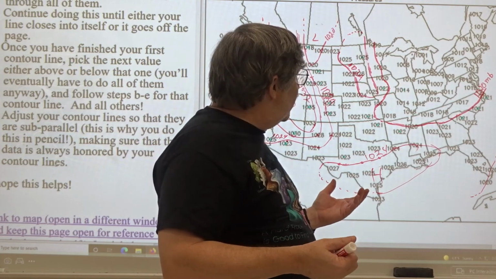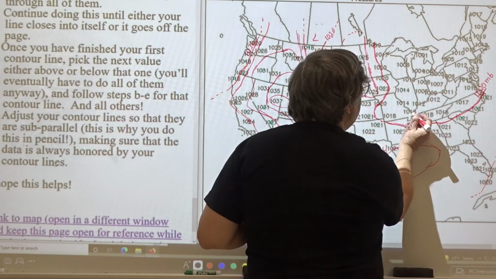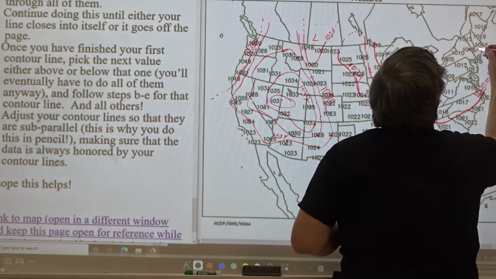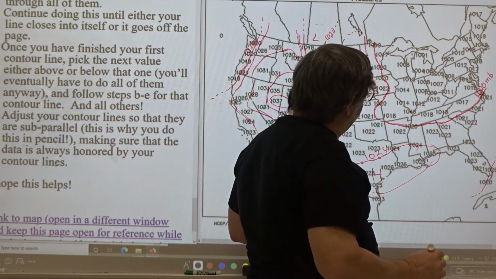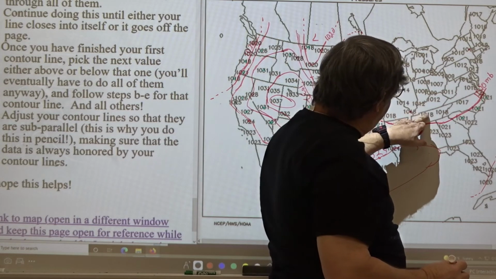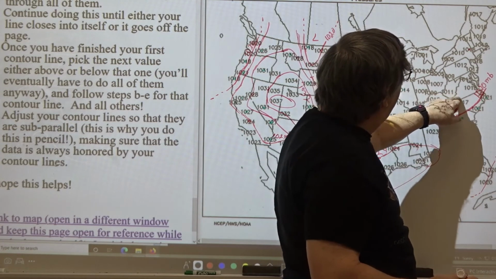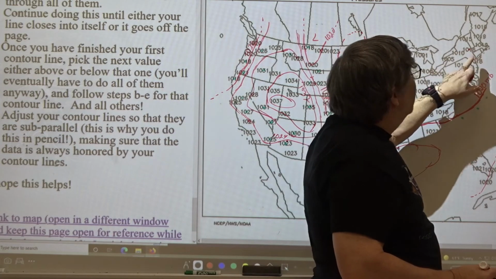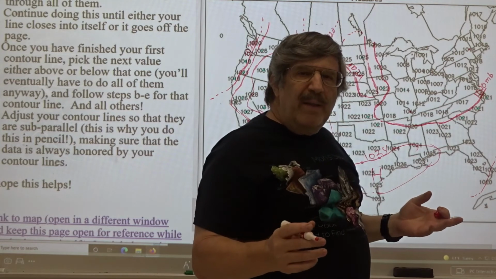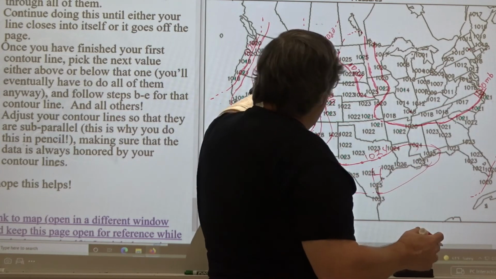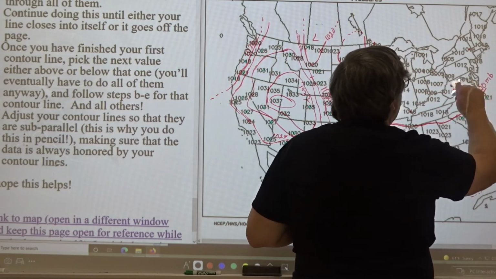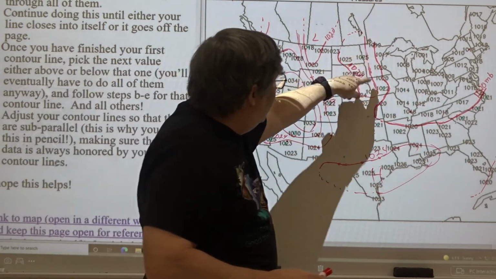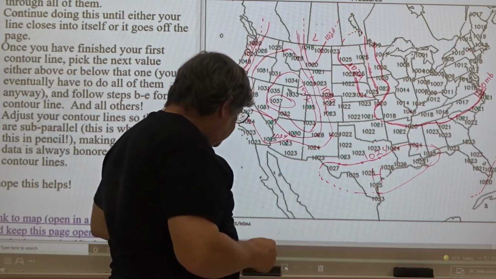But how are you going to do the 1016? Well, again, you're going to look for values of 1016. There's one. There's another. And I don't think there's any others. But you've got 1012, 1018, 1011, 1017, 1015, 1018, 1010, 1018. So you're going to be able to go between those values just the same way that we did with these, and you'll be able to draw the contours. And again, you'll see that the new contours are going to be sub-parallel to this one.